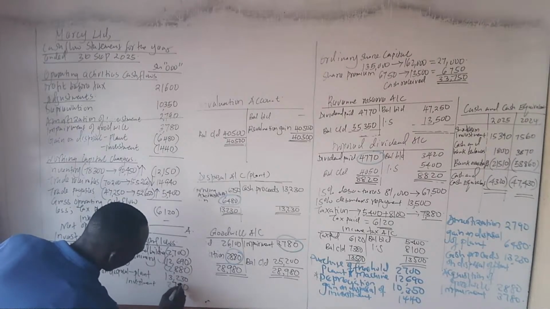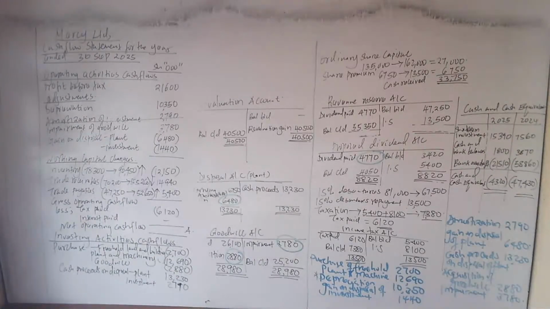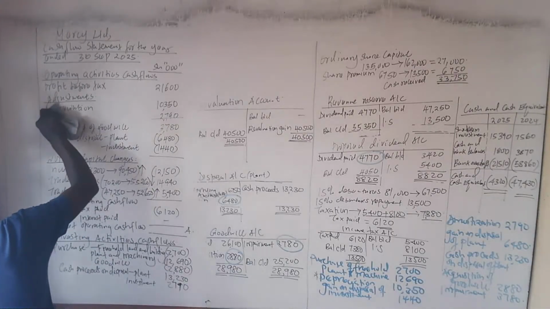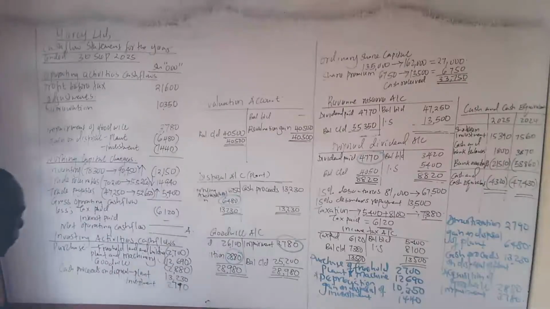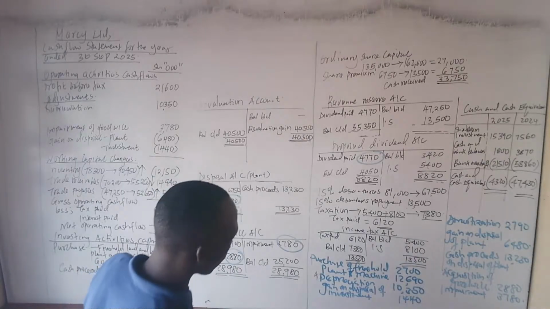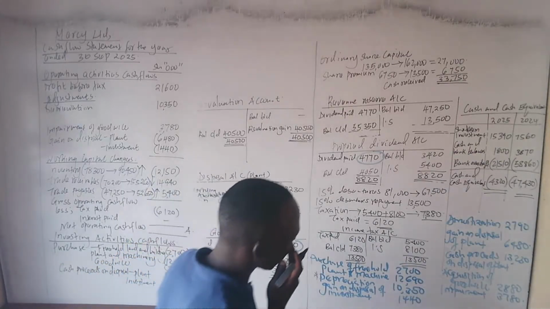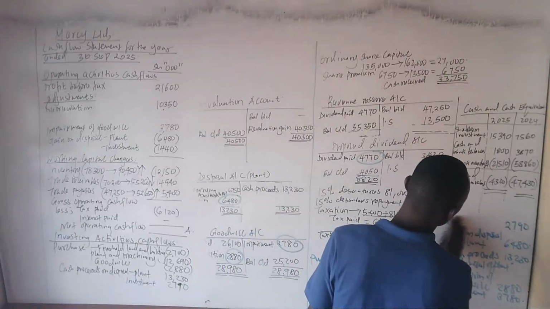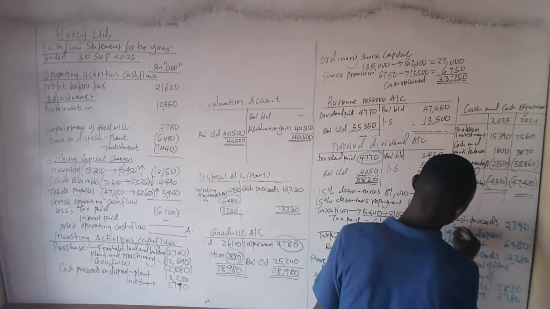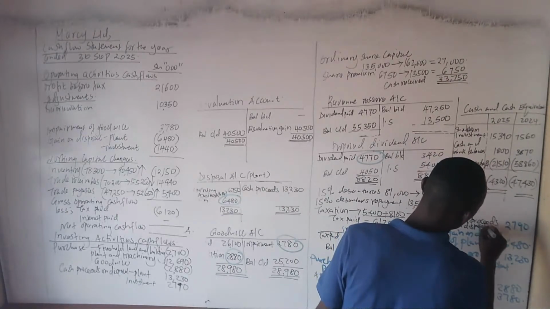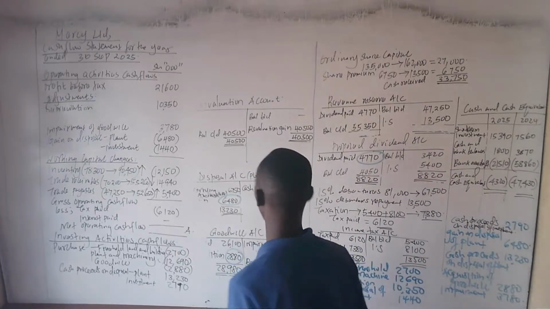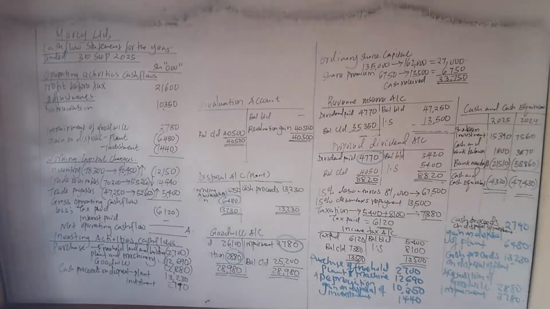So when we go to our disposal account, we are going to remove this, because the examiner talked about what they had disposed. So that will be cash proceeds on disposal. Therefore, we have the cash proceeds on disposal of investment. We disposed of investment, therefore that qualifies to be cash proceeds on disposal.